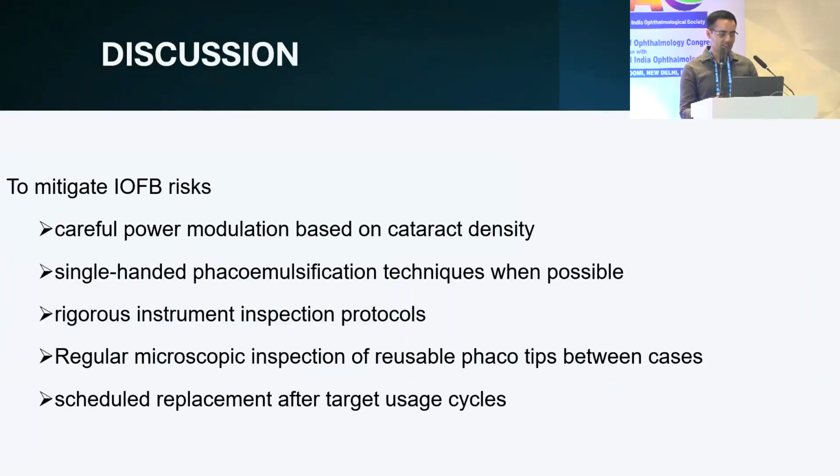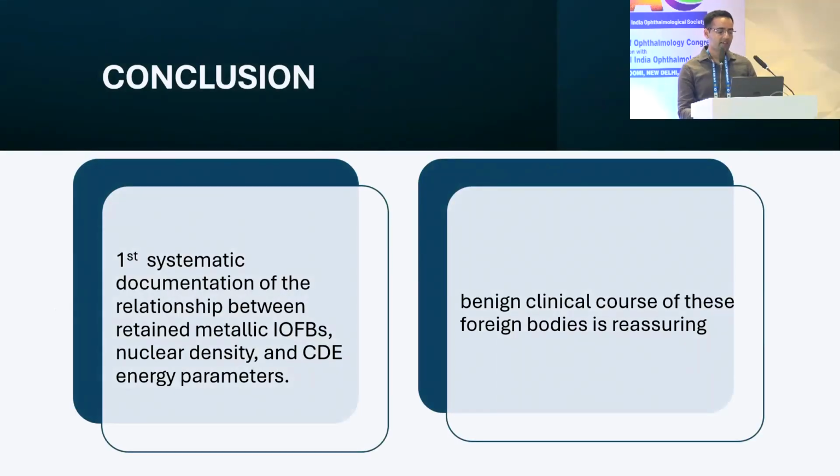To mitigate such risk, we should employ careful power modulation based on cataract density, a single-handed phacoemulsification technique wherever and whenever possible, a rigorous instrument inspection protocol, and a regular microscopic inspection of these phaco tips. This is the first systematic documentation of the relationship between retained intraocular foreign body density and cumulative dissipated energy parameters.